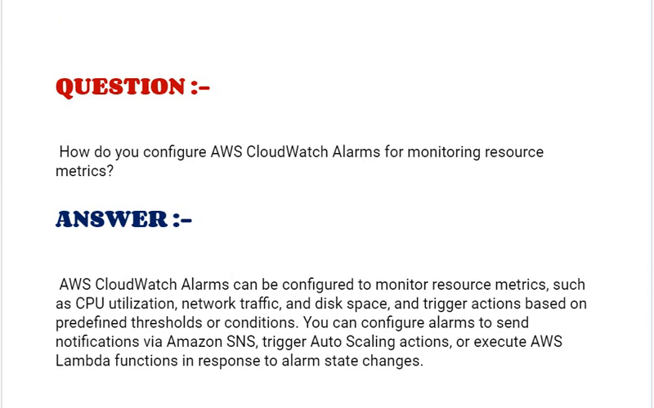Our next interview question is: how do you configure AWS CloudWatch alarms for monitoring resource metrics? Your answer should be: AWS CloudWatch alarms can be configured to monitor resource metrics such as CPU utilization, network traffic, and disk space, and trigger actions based on predefined thresholds or conditions. You can configure alarms to send notifications via Amazon SNS, trigger auto-scaling actions, or execute AWS Lambda functions in response to alarm state changes.